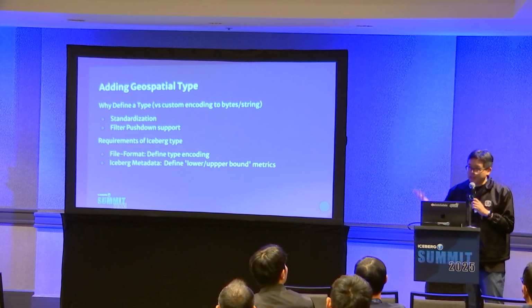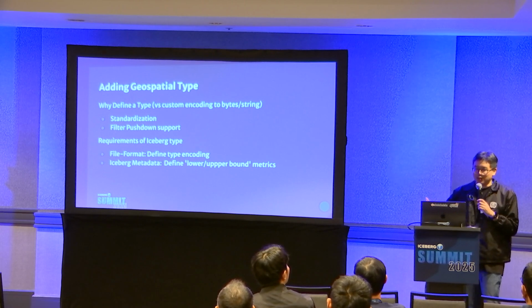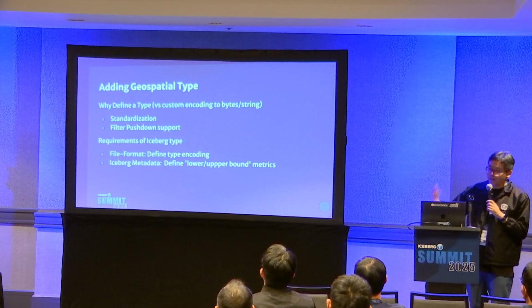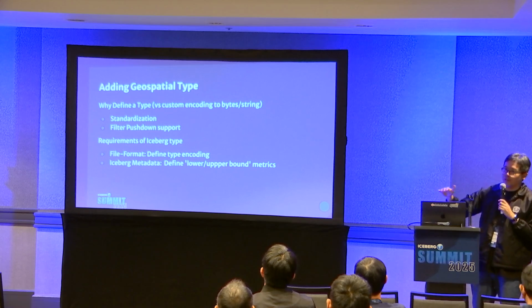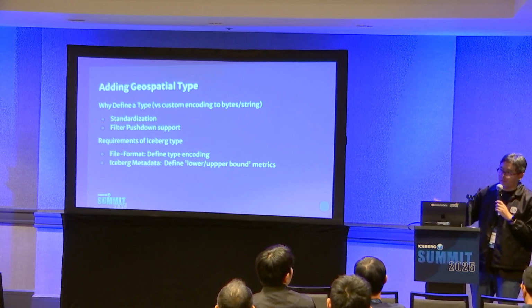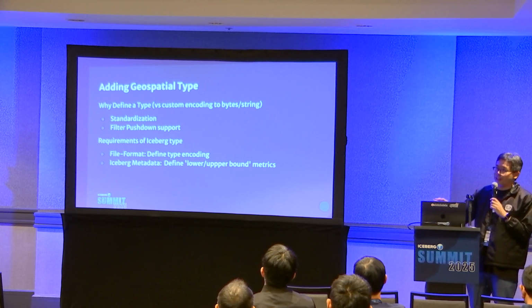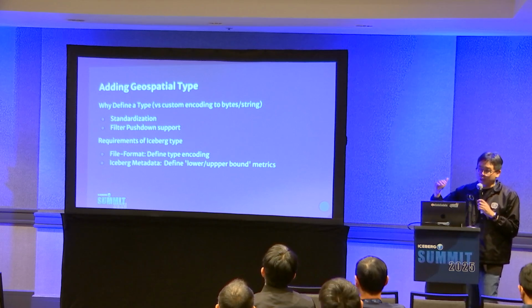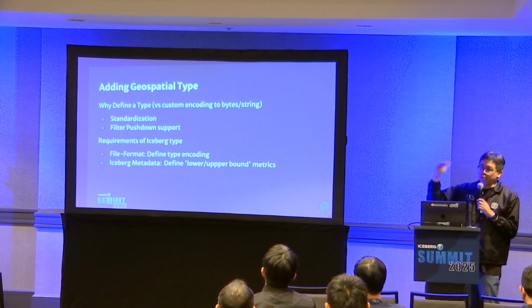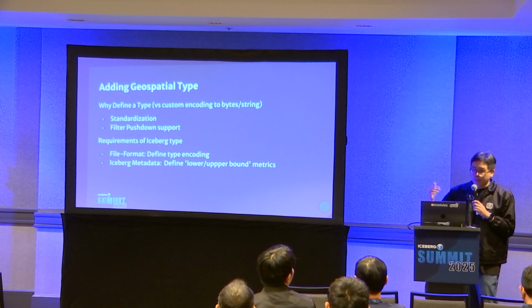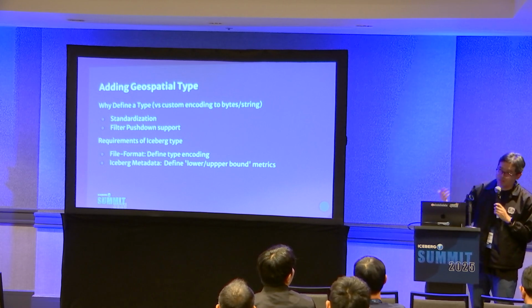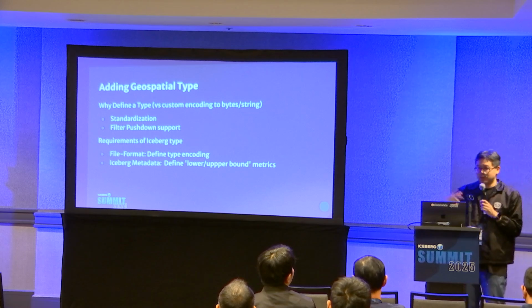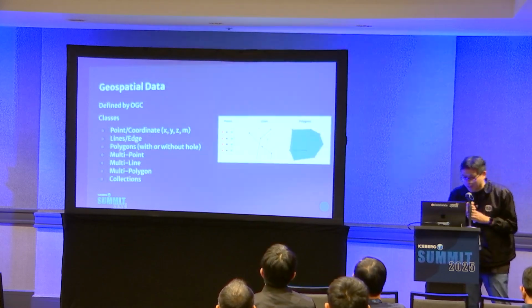So if you ever want to add a type in Iceberg, there are two main things to do. The first is at the file format level. Iceberg sits on top of file formats: ORC, Parquet, Avro. So simply, we need to define how to encode it in the file format. The second thing is that Iceberg has metadata on top for filter pushdown. We keep track of min-max bounds for each file, so we need to define what min-max bound means for geo. So, simple: two main things.